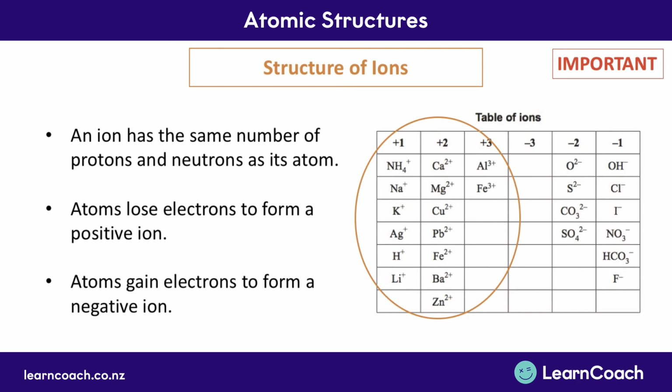Alternatively, we know that atoms can gain electrons, and when they do this, they form a negative ion because there is more negative charge than positive charge. And these are shown here on the table of ions, where you can see that these negative ions can have a negative 2 or a negative 1 charge. So let's go through some examples together.